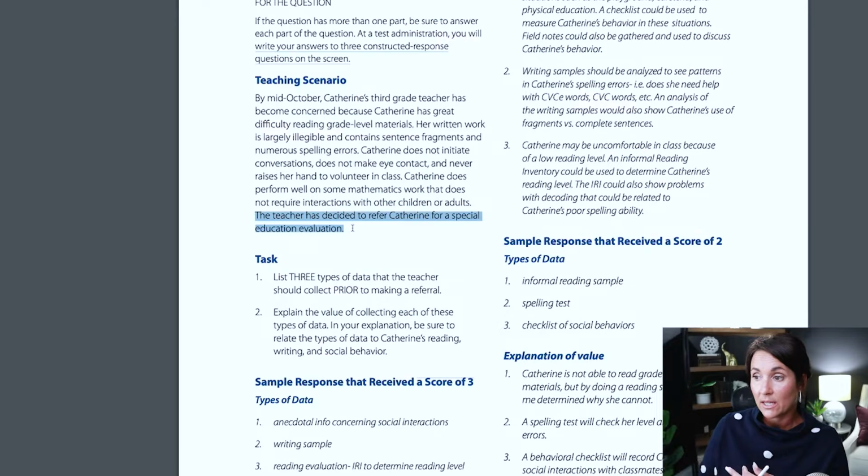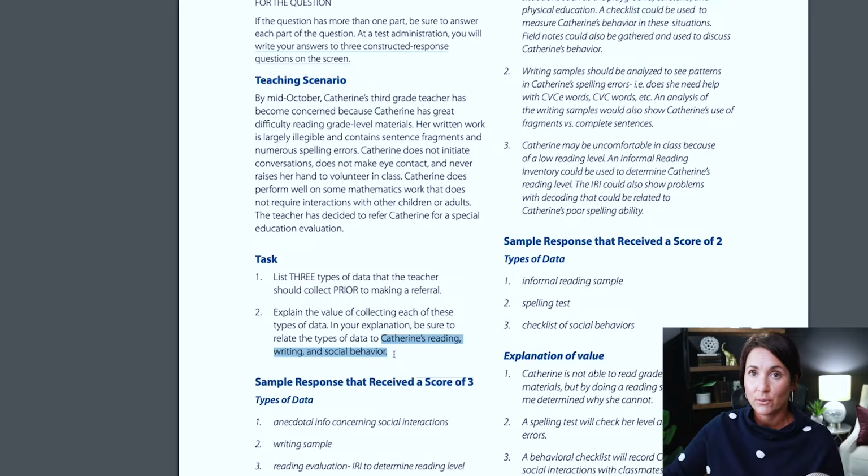So the last sentence here, and I always say work backwards, the teacher has decided to refer her to special education. So, and again, we already read this, list 3 types of data the teacher should collect prior and explain why collecting those types of data is going to help the teacher refer Catherine. And it says right here, be sure to relate the types of data to Catherine's reading, writing, and social behavior. Notice they broke it all down for you here. I need 3 types of data.